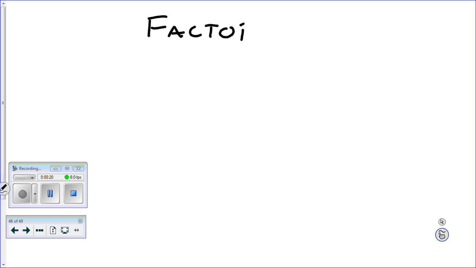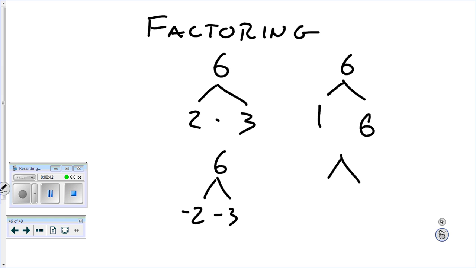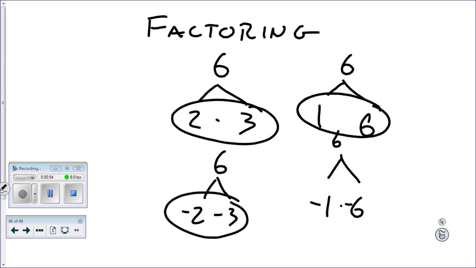About factoring. If you guys don't remember what factoring is, we'll start with a real basic example. The factors of 6: 2 times 3, right? And there's other sets, right? We can say 6 is 1 times 6, or 6 is -2 times -3, or the factors of 6 are -1 times -6. Okay? So what we're looking for is sets of numbers which multiply to make another number.